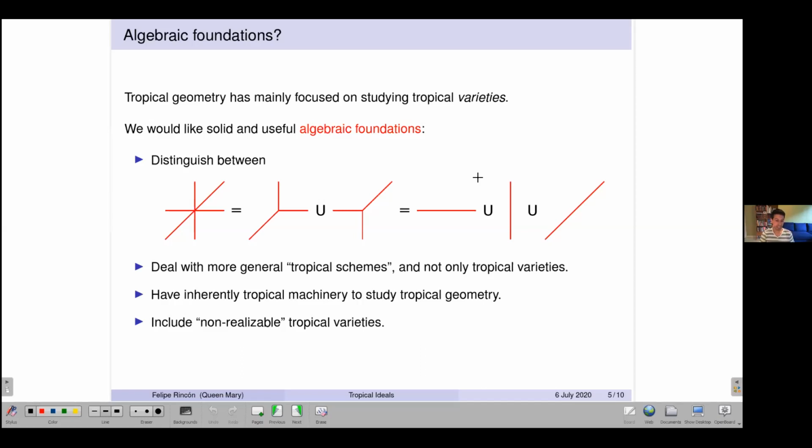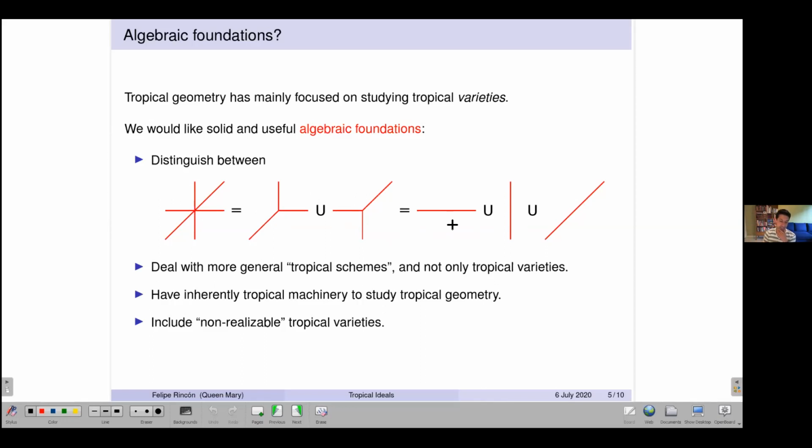It would be nice to have a theory, an algebraic theory of tropical geometry, so that if I give you this object, not as a geometric object, but as an algebraic object, then you would be able to distinguish if it was, in this case, a line together with a quadric, or maybe a union of three lines. So these algebraic foundations would allow us to deal with these two cases differently, to distinguish between these two cases.